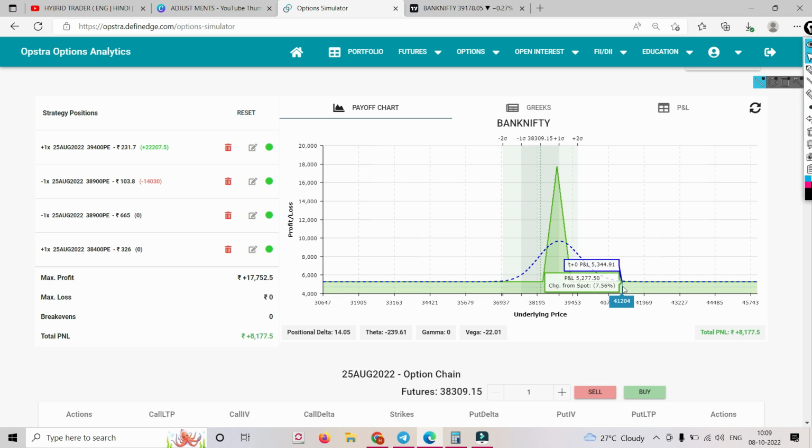So what does the butterfly say? Minimum you have a profit of 5,300 on the call side, 5,300 on the upside, and still you have the potential of getting 17,000 profit just in case the market expires at your sold position. That means in the middle of the cone.